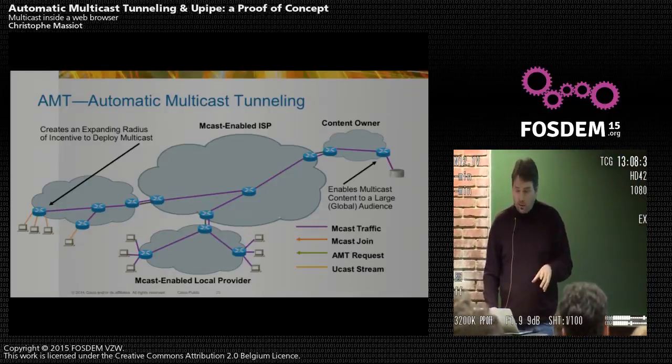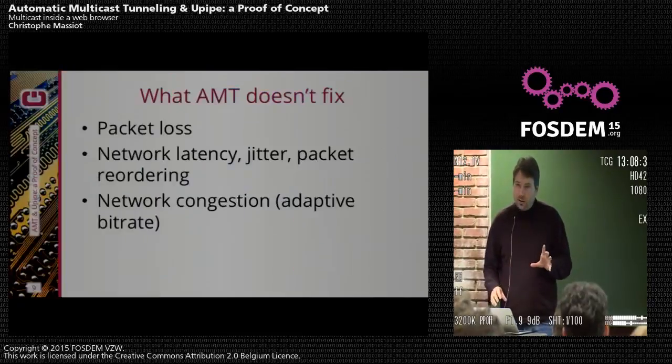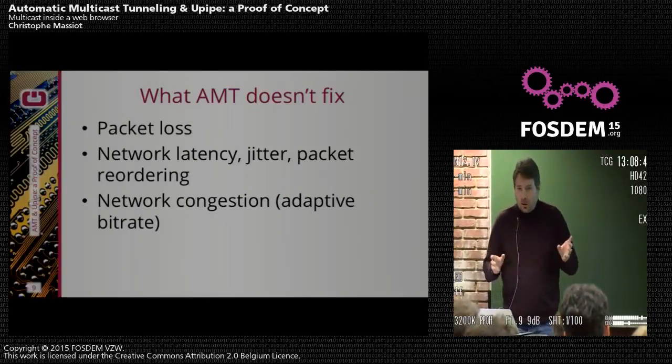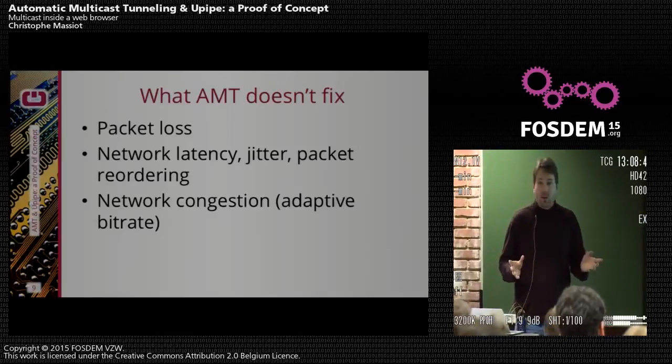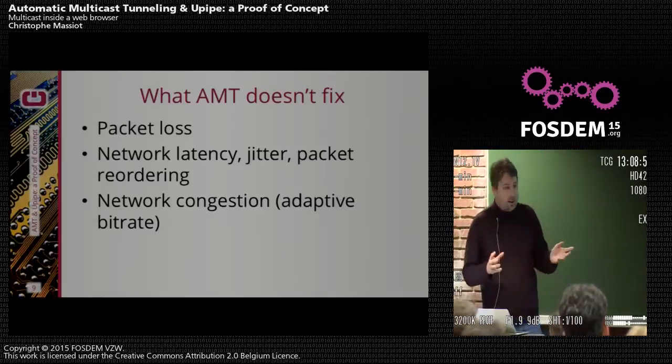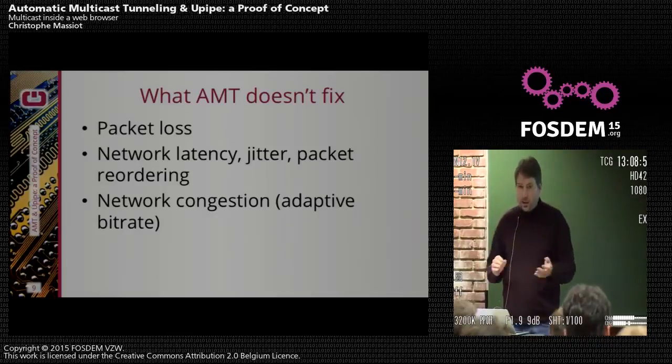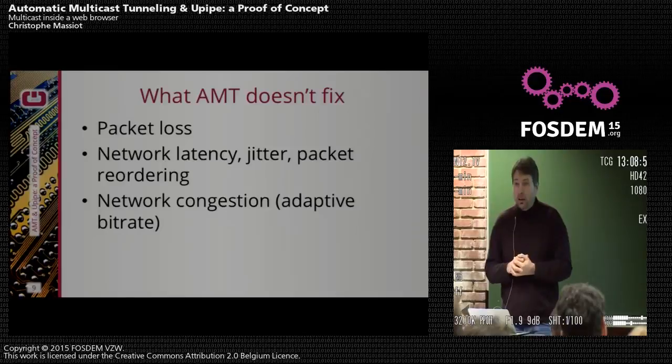So AMT looks great. There are also a few things that it doesn't fix. AMT is a UDP protocol only, just like most of the multicast streams. So if you have packet loss on your network, you have packet loss at the end. AMT doesn't fix that. Also, if you have latency, jitter, or packet reordering, you have to deal with that at the application level with protocols such as RTP, for instance.